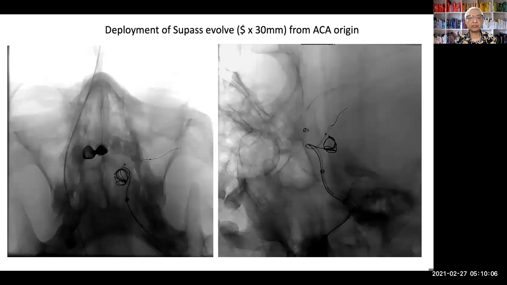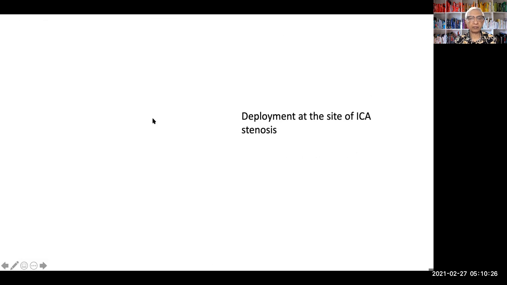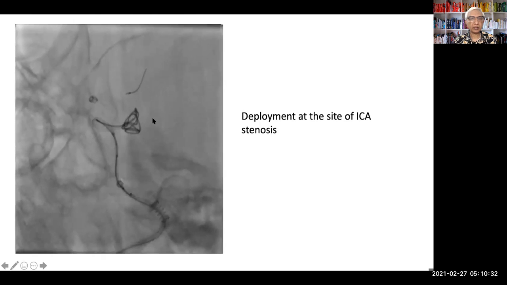So here we used a few coils, and you can see what's going on here. We can show you what really happens. We actually deployed it in the MCA, pulled it back, dropped down into the ICA, maybe 1 or 2 millimeters more proximal than we would have ideally wanted, but that was okay. So we are showing you how we deploy. You can see this. We come back.